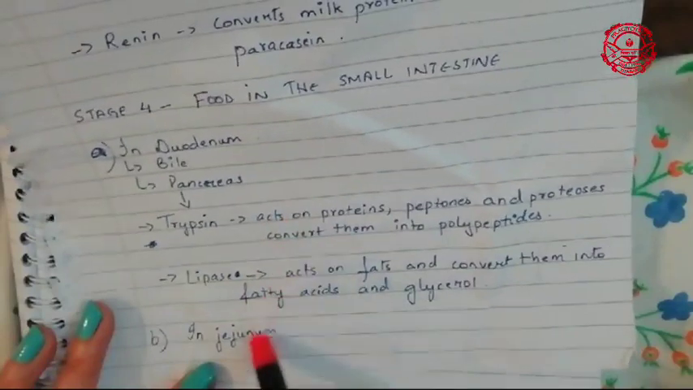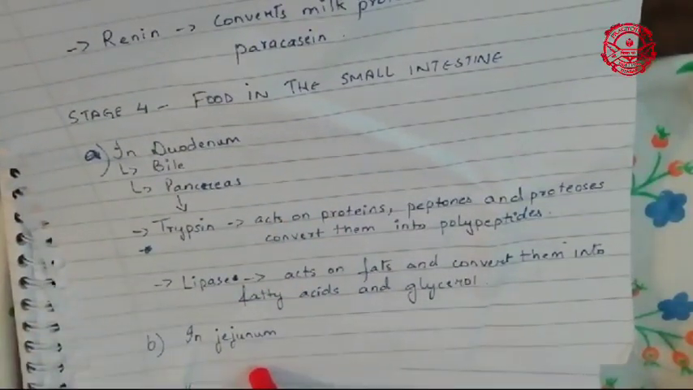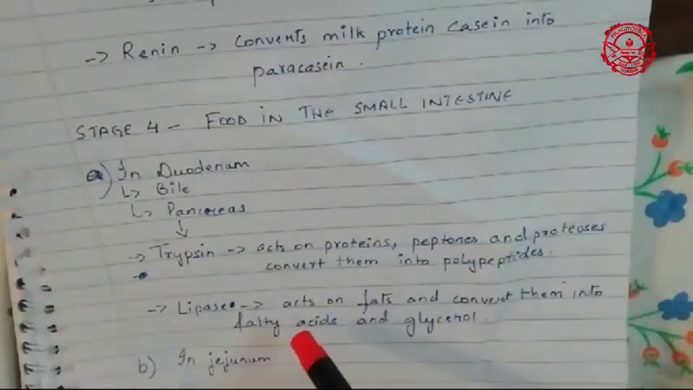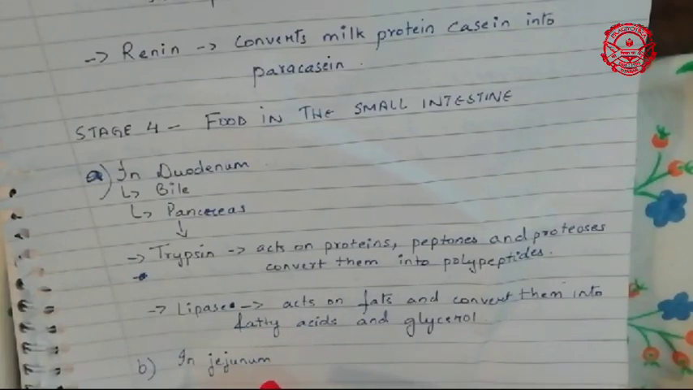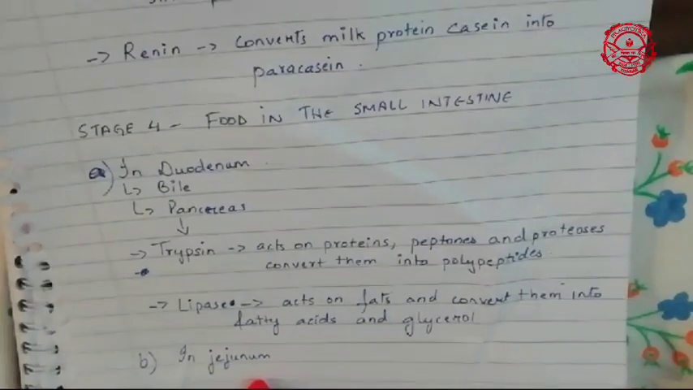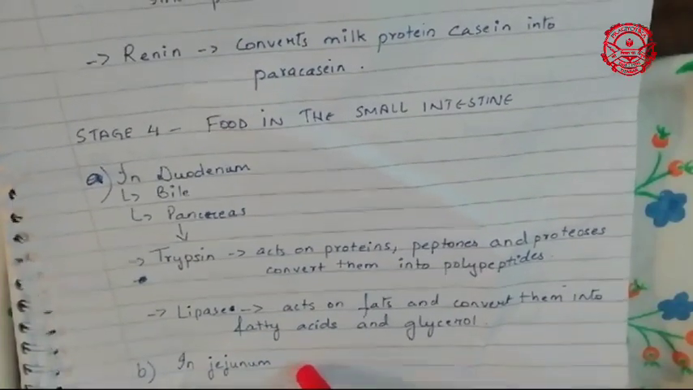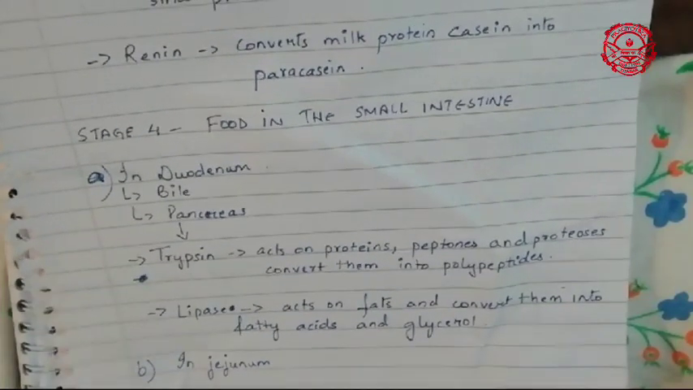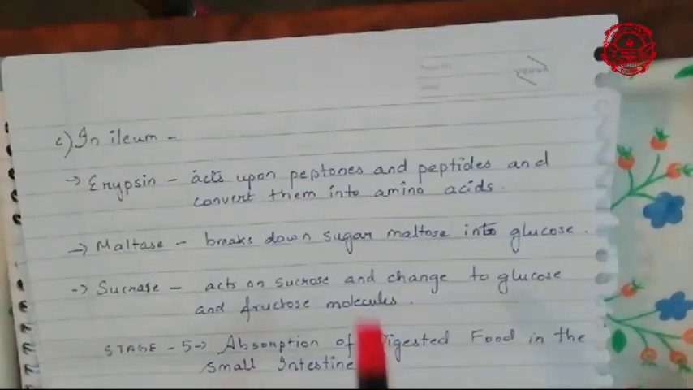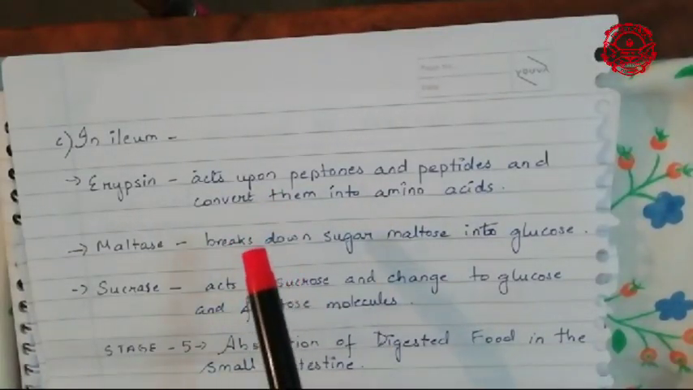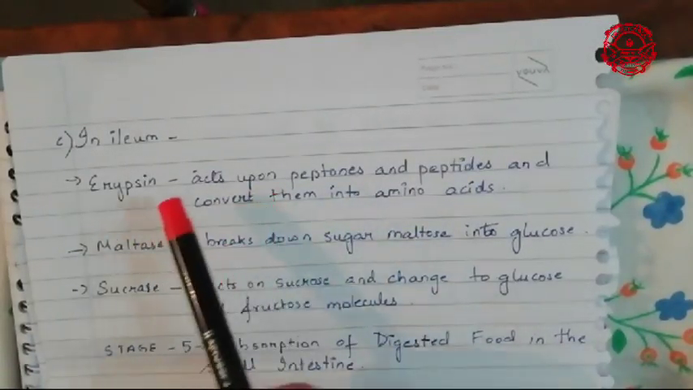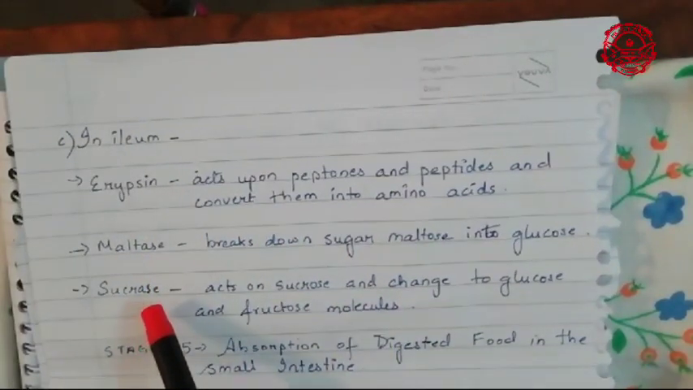The next stage: after your duodenum, it will go into your jejunum. So the food will pass into the second part of your small intestine, that is your jejunum, and then the food will transfer from the jejunum to the final part of your small intestine, known as your ileum. So in your ileum, there are enzymes such as your erepsin, maltase and sucrase.